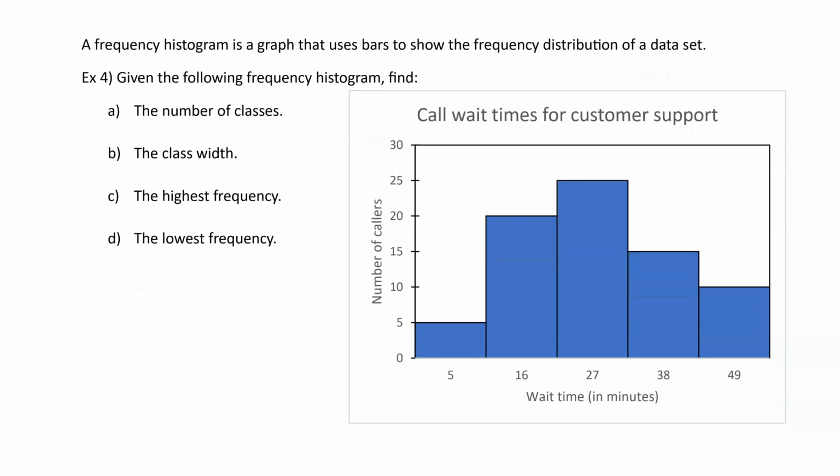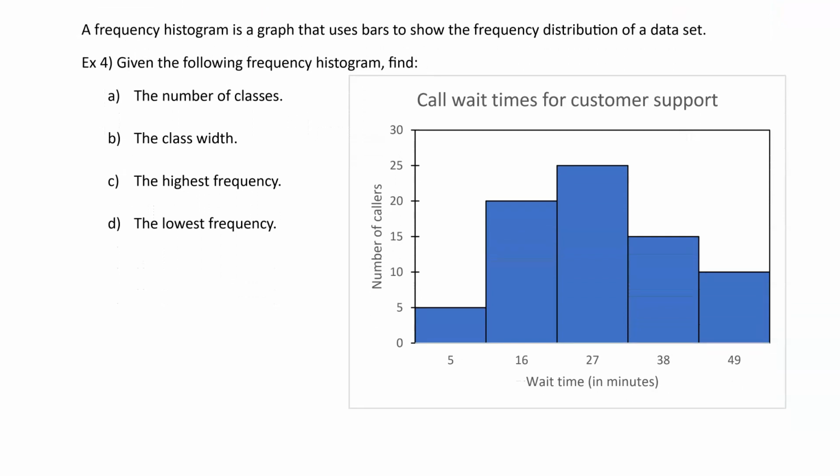All right, last part of these notes. A frequency histogram is a graph that uses bars to show the frequency distribution of a set. So given the following frequency histogram, find the number of classes, class width, the highest frequency, and the lowest frequency.